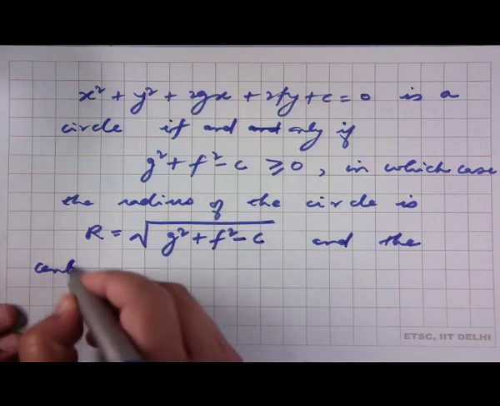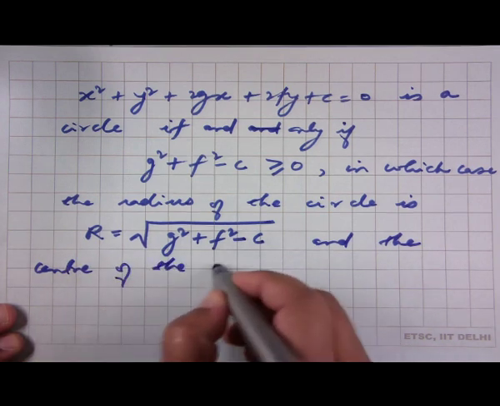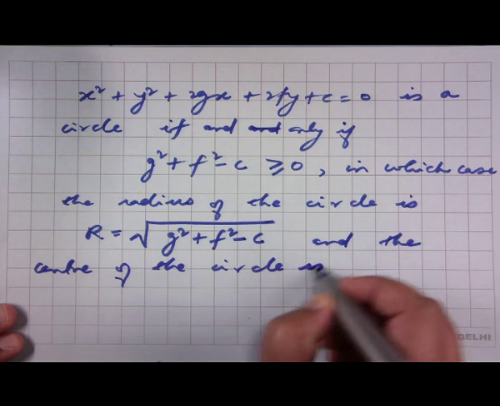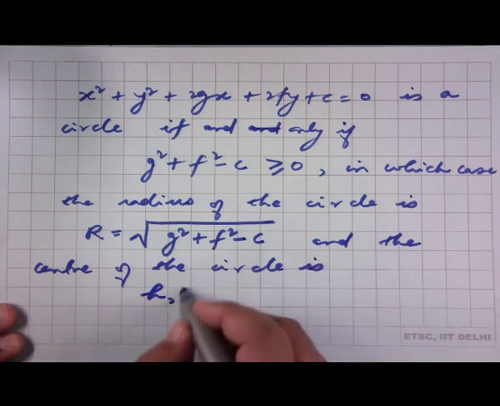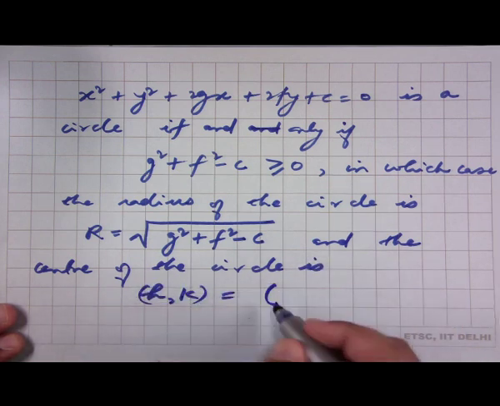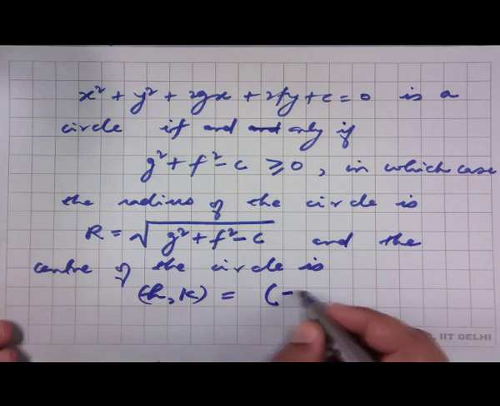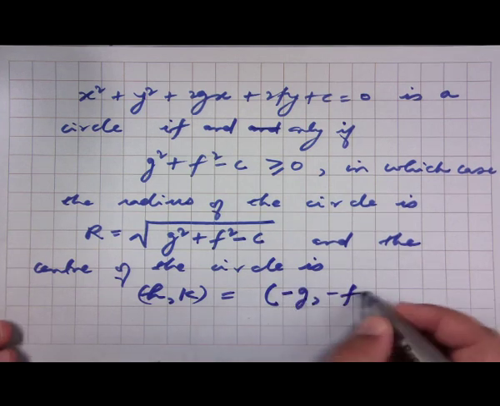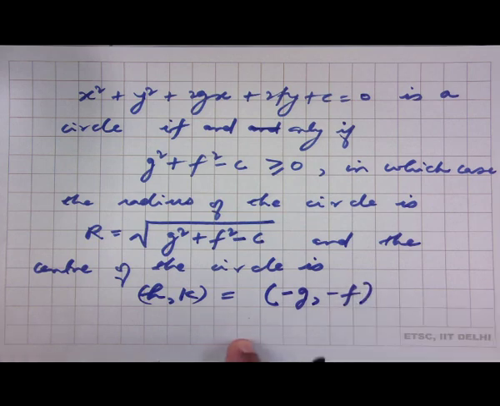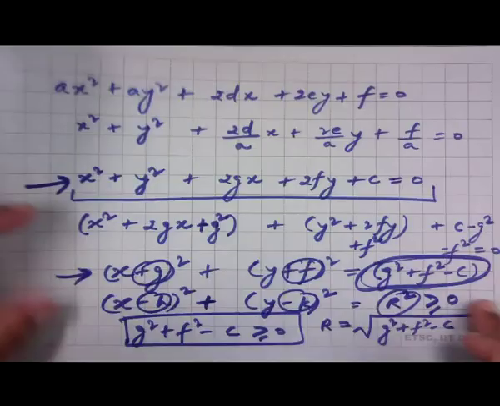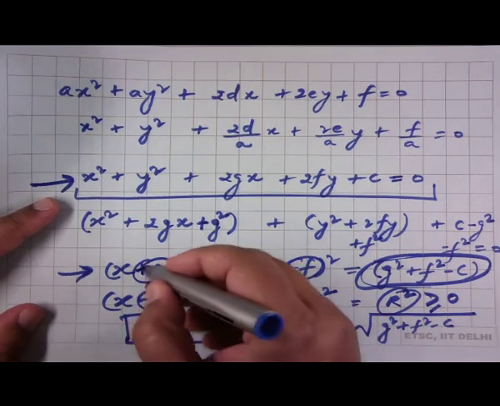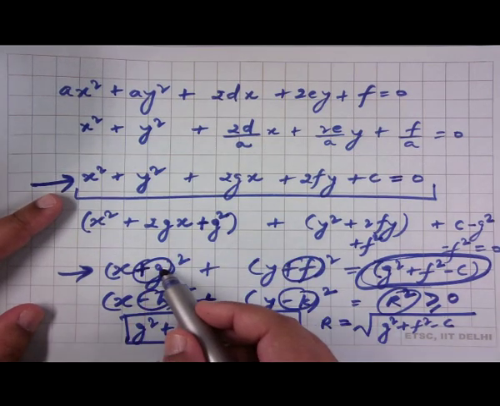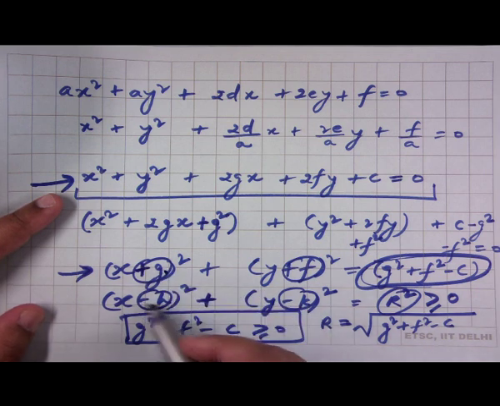And the center of the circle is minus g comma minus f. That again we can see from here, because g has to be equal to minus h, and therefore h is minus g. Similarly, k has to be minus f.